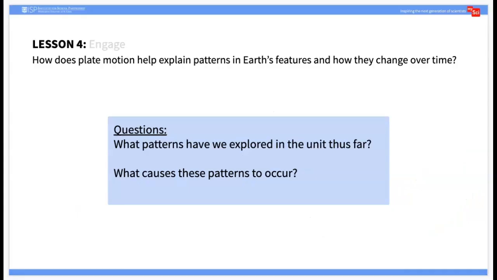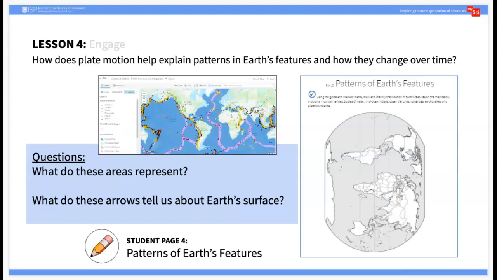In the Engage portion of this lesson, students will revisit the patterns they have observed in the unit thus far, including patterns in the location of mountain ranges, volcanoes, and earthquakes, as well as rock and fossil patterns. Next, students will revisit the cracked plates interactive they used in the previous lesson.